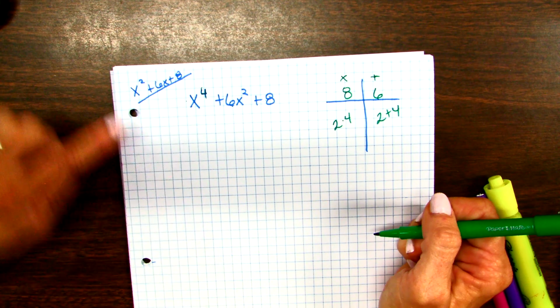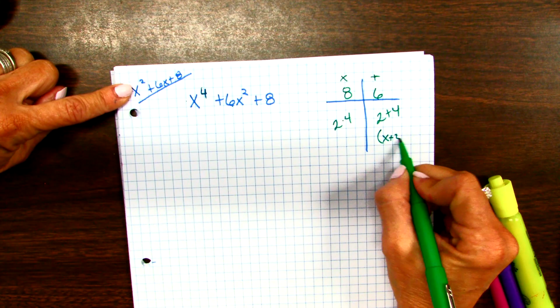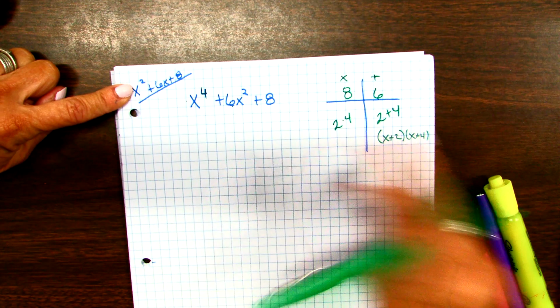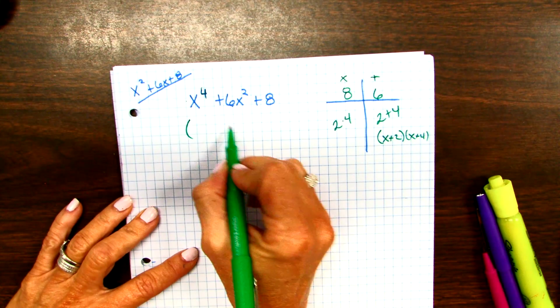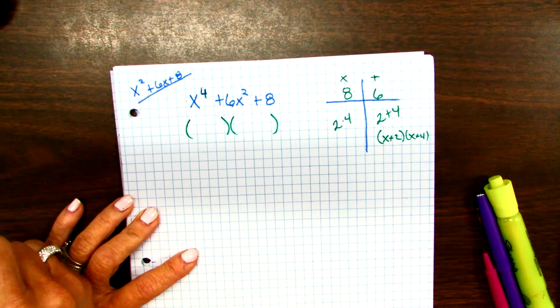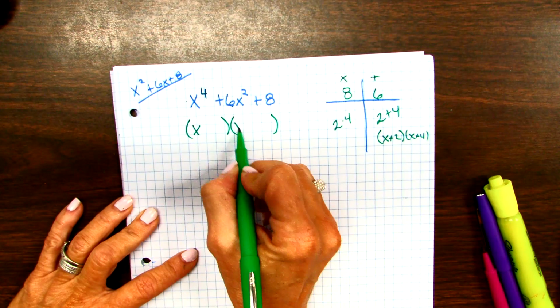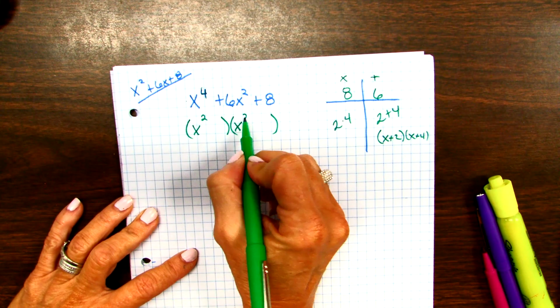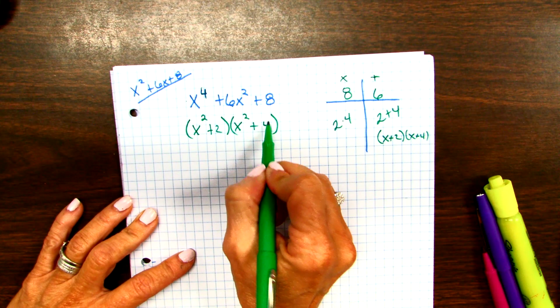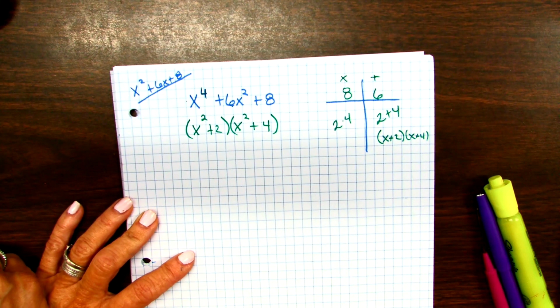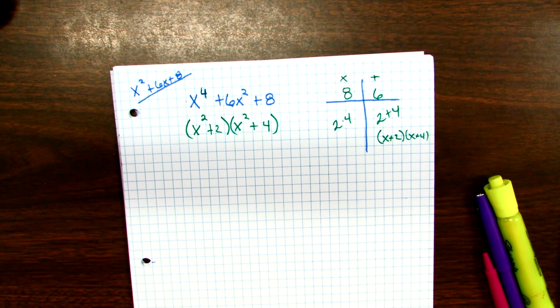Right? If it were this problem, your answer is x plus 2, x plus 4, right? In any order, you'd be done, factored. This one has one little step that's different. x squared plus 2 and x squared plus 4. Is there any, and you always want to ask yourself, is there anything else I can do? And the answer is no on this one, okay?